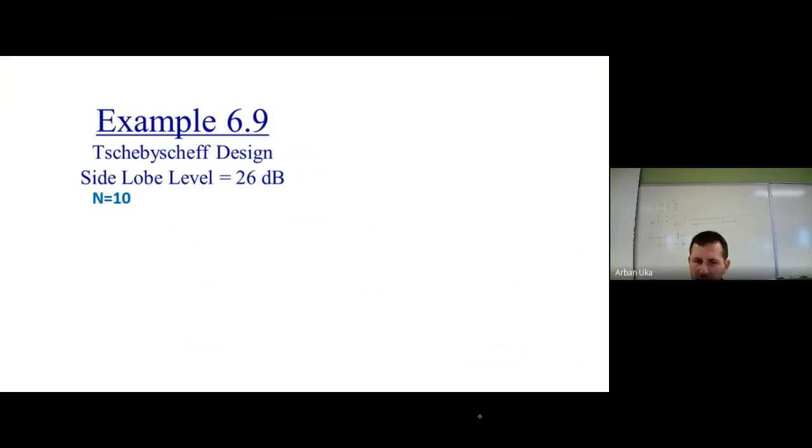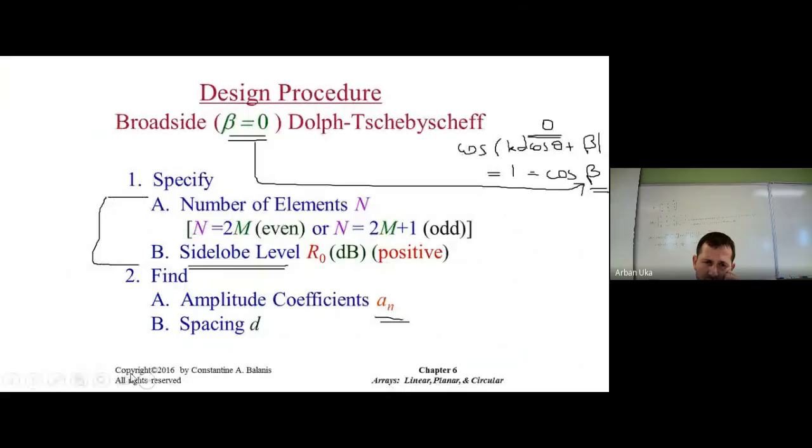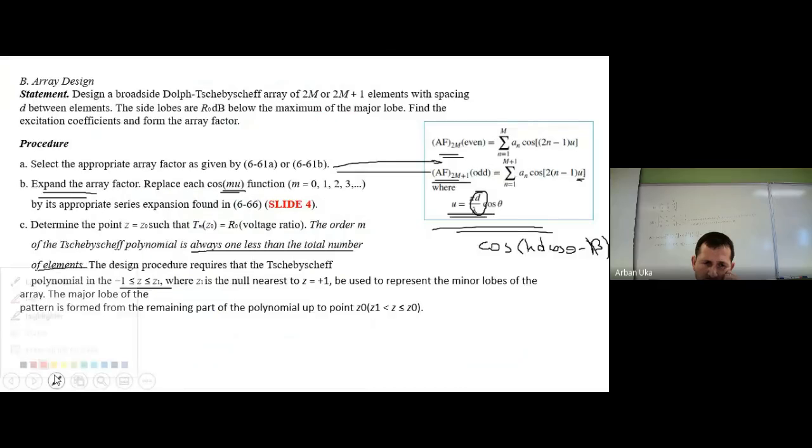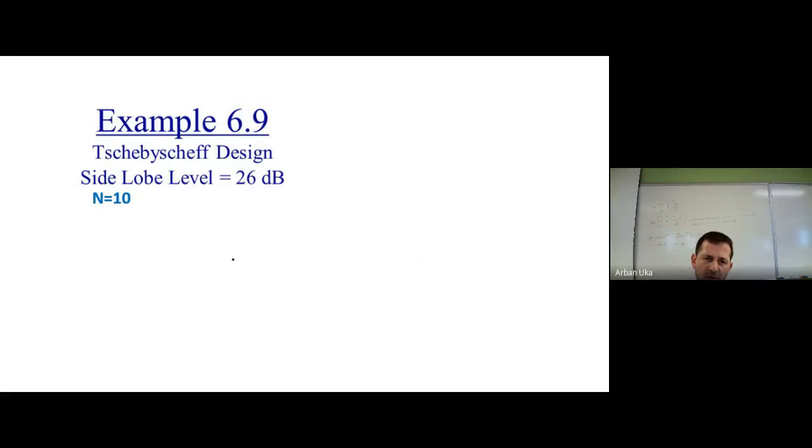Okay. So let's see an example. We said that whenever we try to design an antenna, we had to give two values. This is what we have to consider. What are these? The number of elements and the ratio between the major lobe and the secondary lobe. So here we have n equal to 10. Secondary, this is the ratio between two subsequent lobes, the major and the other one.